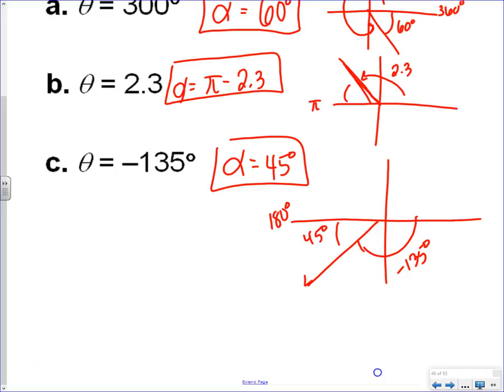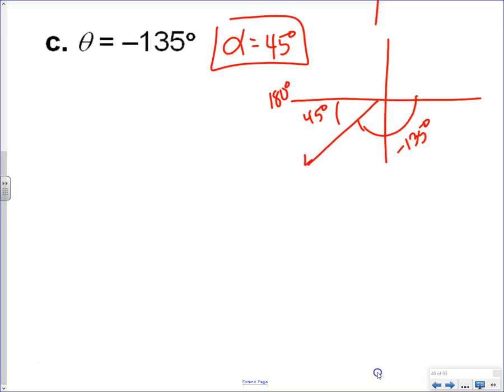Now, what if I was to do a really fun one? I thought the 2.3 was kind of fun, not because you got it wrong, that's not how I find a problem fun, but because it made you think. Okay, letter D. How about theta equals negative 500 degrees.